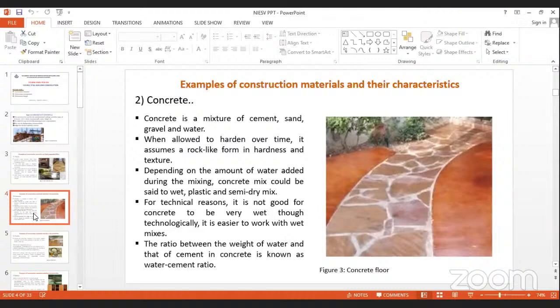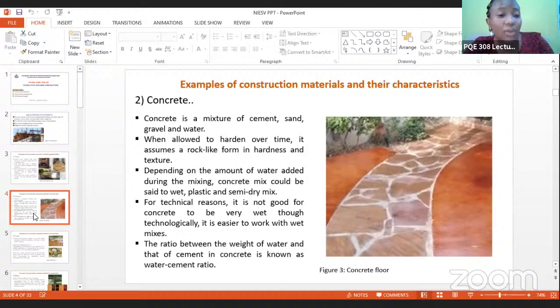Now, before I continue with concrete, there's a difference between concrete and mortar, because in construction work, it is not all the time that we use concrete. We know concrete is a mixture of cement, sand, gravel, and water, while mortar is a mixture of cement, sand, and water. There is no gravel, or let me say there is no coarse aggregate, in mortar.